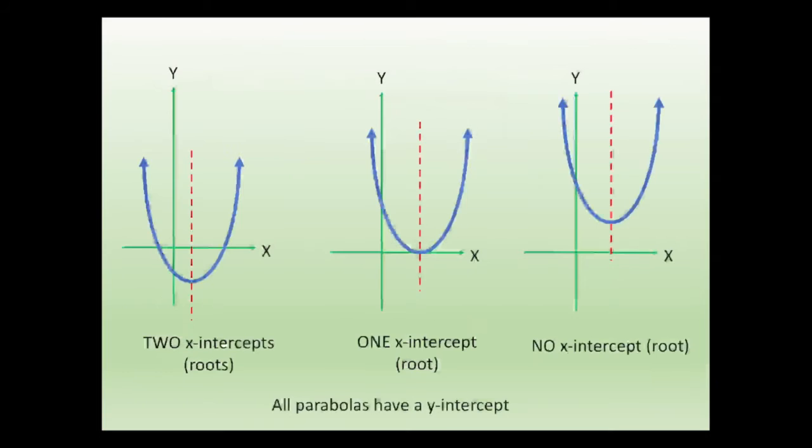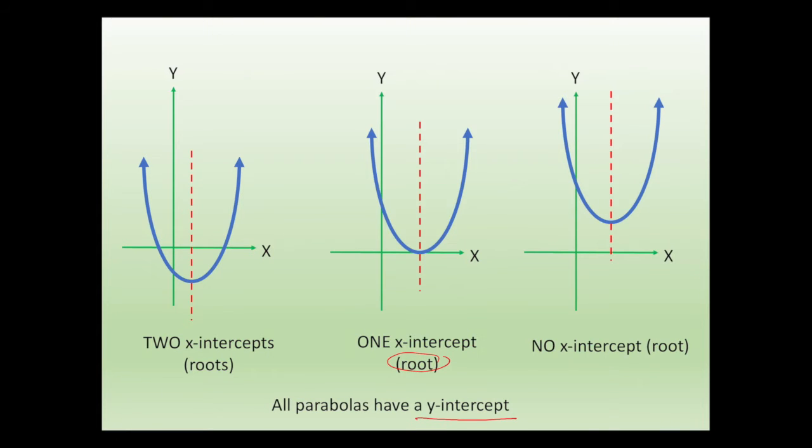Let's have a look at the number of x-intercepts. You should remember that for a quadratic equation, when it's plotted on a Cartesian plane, it is the shape of a parabola. And all parabolas have a y-intercept. Now, it may have two x-intercepts, one x-intercept, or no x-intercept at all. The other word for x-intercept is actually the root. Alright, remember the word root.